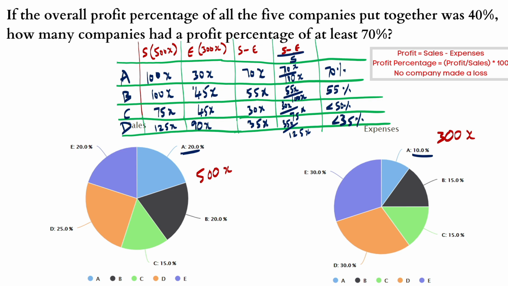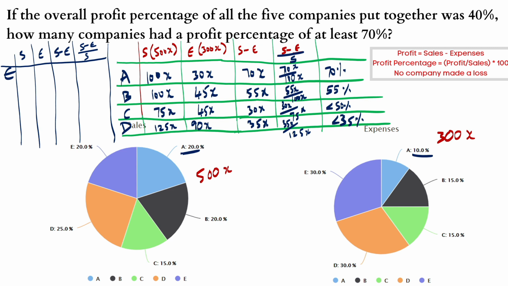And we have taken the difference, and the remaining you all know that. But for company E, what is the value of company E percentage of sales? It's 20%. So 20% of 500x is 100x, and the expenses of company E are 30%. So 30% of 300x is 90x. And S minus E, the difference, is 10x, and (S minus E) by S is 10x by 100x. So this will be equal to 10%.